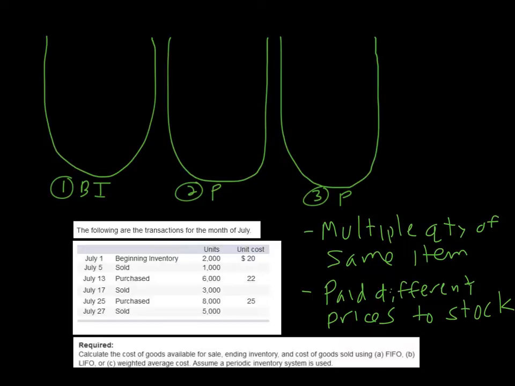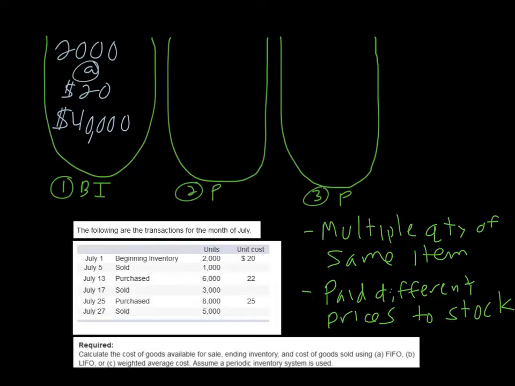And let's just fill those out. My beginning inventory on July 1st was 2,000 units that cost us $20 each. And then let's just total that out, right? 2,000 times 20 is going to be $40,000. So this purchase cost us $40,000 on July 1st, which is our beginning inventory. Okay, and then let's just go in order.